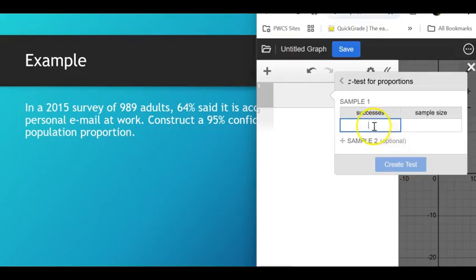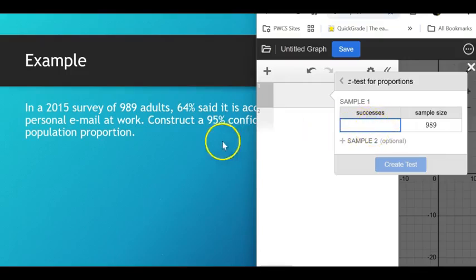Okay, and it asks for two things, successes and sample size. So sample size is 989. That's the number of adults. Now, when we do these problems, sometimes it will tell you the number of people or objects, and sometimes it will tell you the percent. In Desmos, you have to put the number.